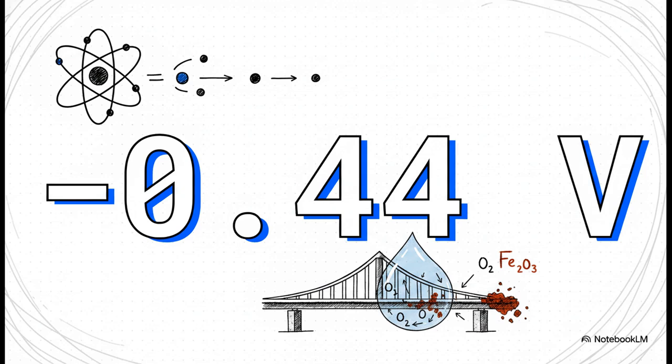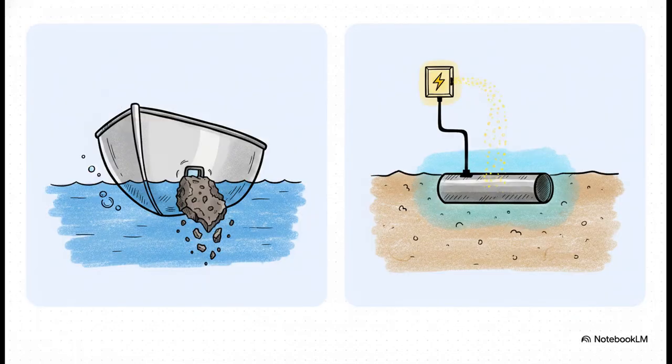The iron gives up its electrons, dissolving into the water, while those same electrons travel to the edge of the droplet to reduce oxygen. They combine to form iron oxide, rust. It is a relentless, invisible war that is constantly, slowly devouring our greatest engineering marvels. So how do we fight back? Well, engineers actually use redox against itself, which brilliantly illustrates the power of understanding this chemistry.